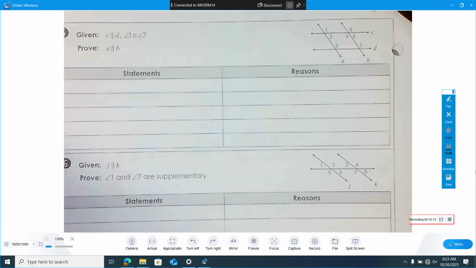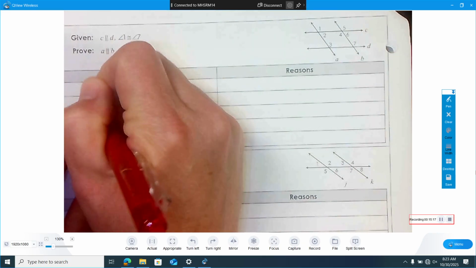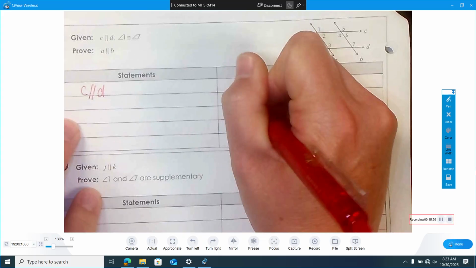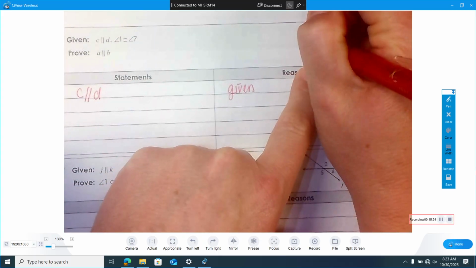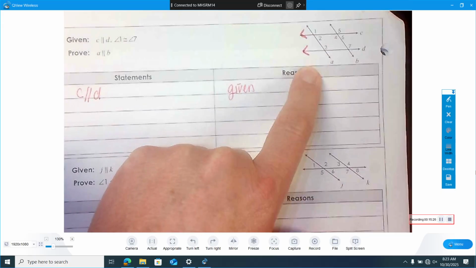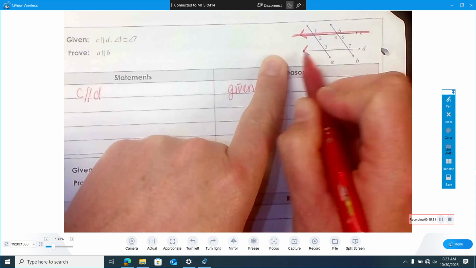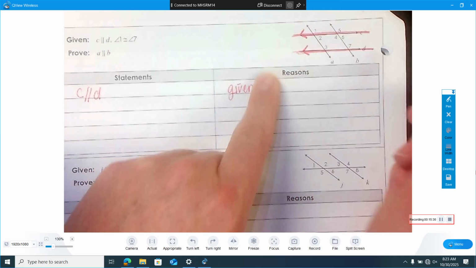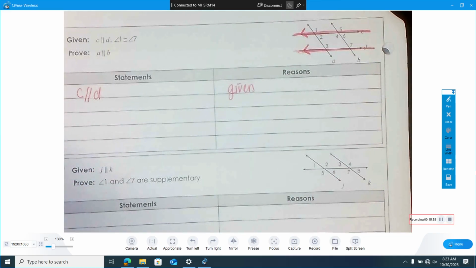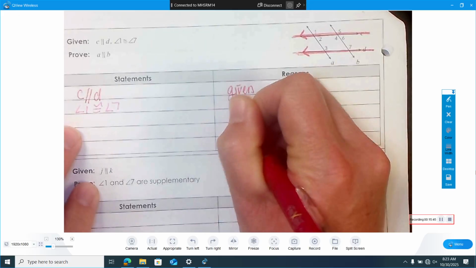Okay, we've got some parallel lines that they're giving us here. So straight off the bat, C is parallel to D is given. So again, I'm going to mark my picture with what I know, and I know that C is parallel to D. I'm also going to highlight those lines because I know that they're parallel. I really want that to stick out in my brain because I know a lot of information when I have parallel lines. They are also telling me that angle 1 is congruent to angle 7. That is also given to me.